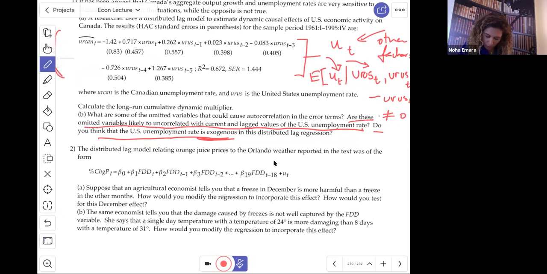In question two, which is good, we still have the same example we're talking about: the percentage change in the price and how it's affected by freezing degree days today and up to 18 months back. Actually, I already answered these questions while explaining. Suppose that an agricultural economist tells you that freeze in December is more harmful than freeze in other months. How would you modify the regression to incorporate this effect? And how would you test for this December effect? What do you think you can do?